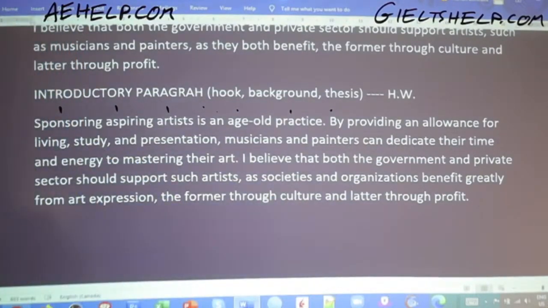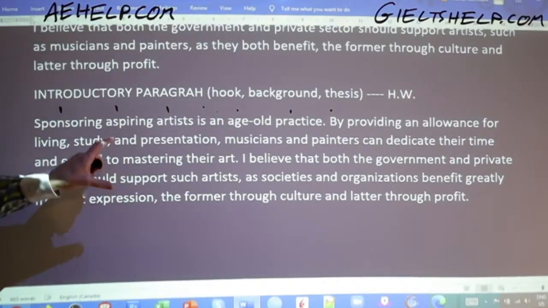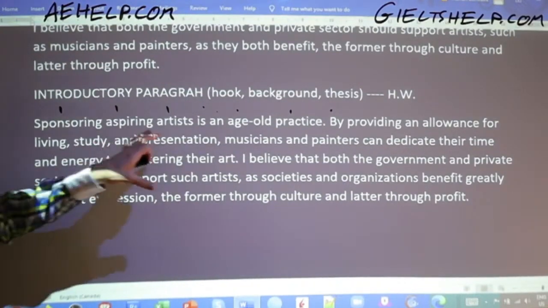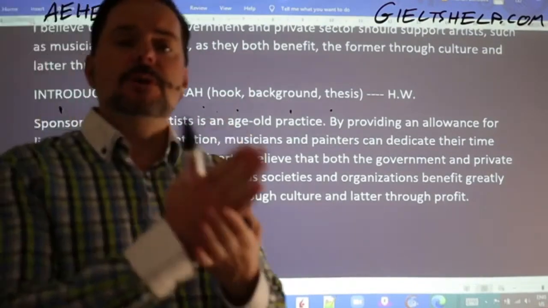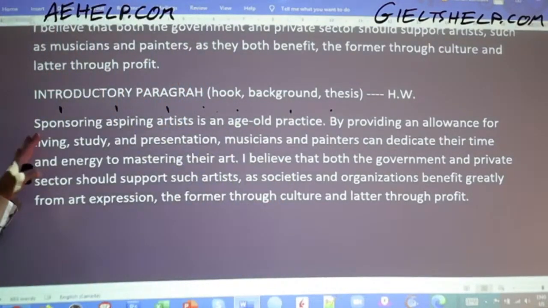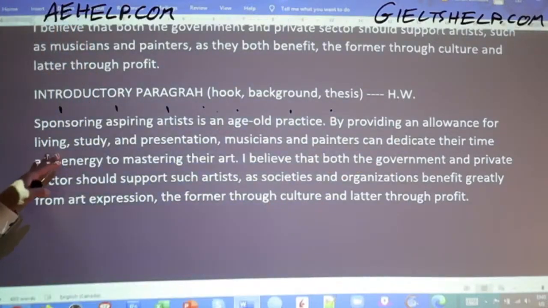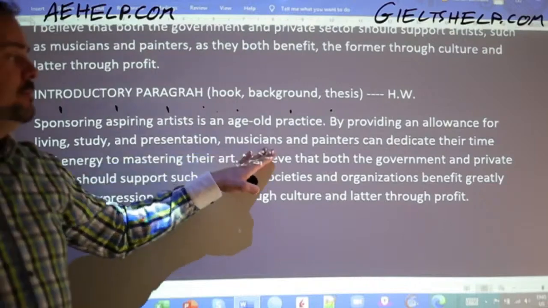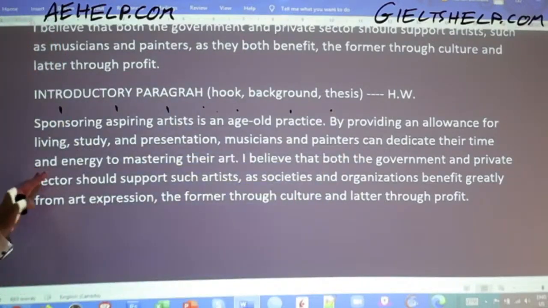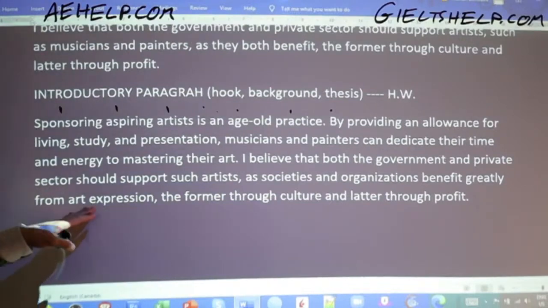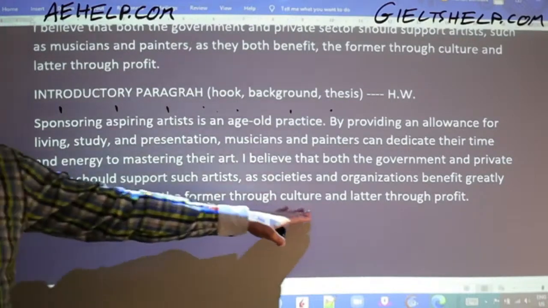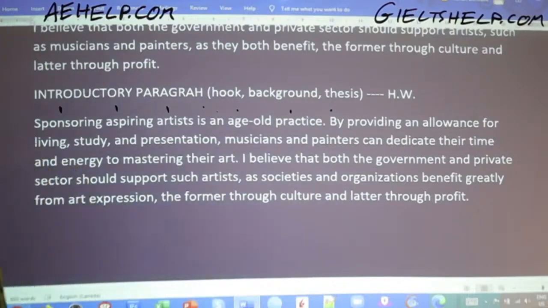So here's my full paragraph together. And notice that it's not very long, so it's nice and short, this introduction, but it's very much to the point. Sponsoring aspiring artists is an age-old practice. By providing an allowance for living, study, and presentation, musicians and painters can dedicate their time and energy to mastering their art. I believe that both the government and private sector should support such artists, as societies and organizations benefit greatly from art expression, the former through culture and the latter through profit.